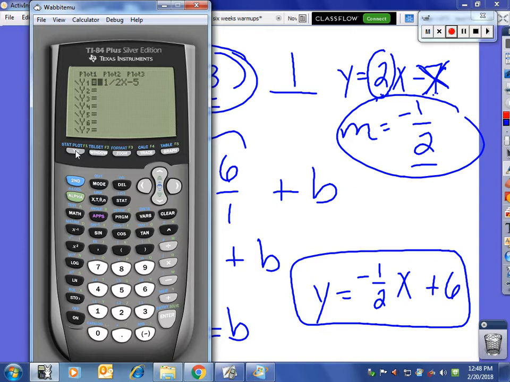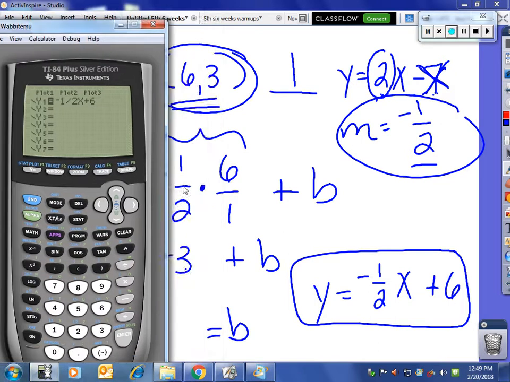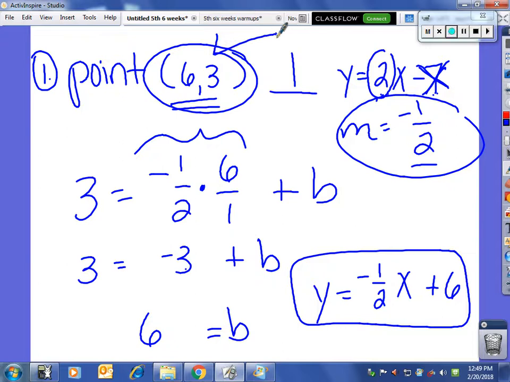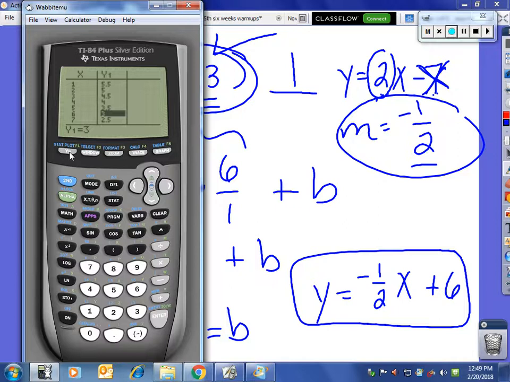First of all, y equals negative 1/2 x plus 6. That's what I think the answer is. I need to check that the point (6, 3) is on that line. So first thing I'm going to do is look at my table of values, and (6, 3) is on the line. Okay, so I know that the line is correct. I just want to see if it was in fact perpendicular to the line I started with. Is it going to be perpendicular to y equals 2x minus 7?